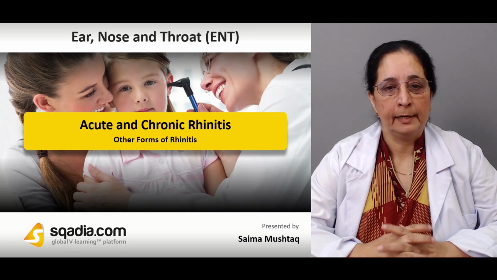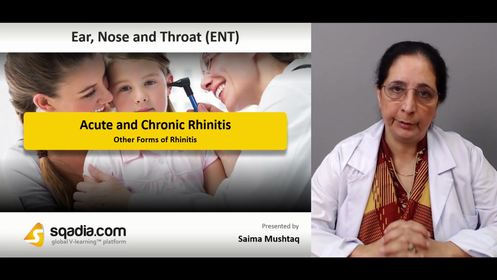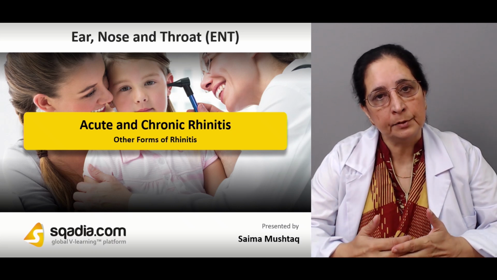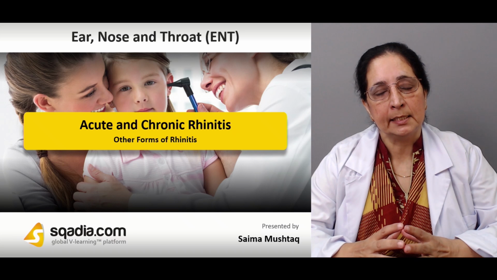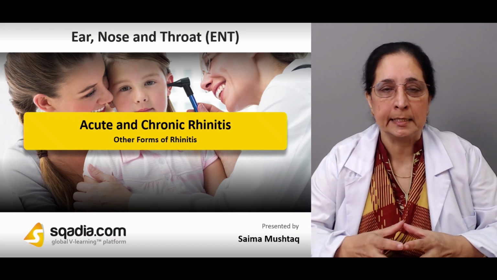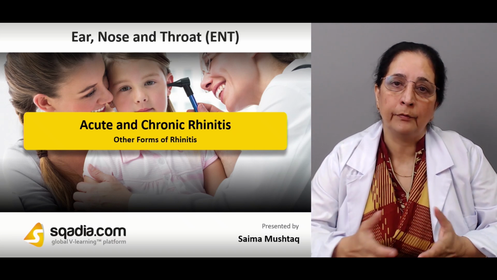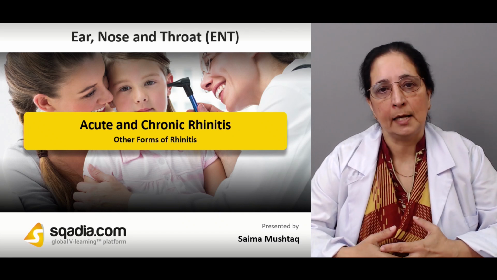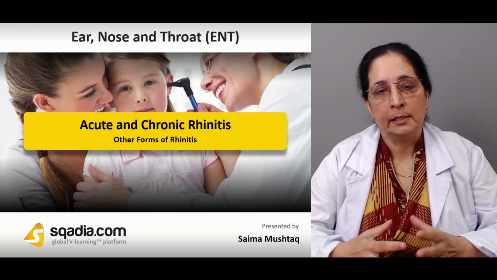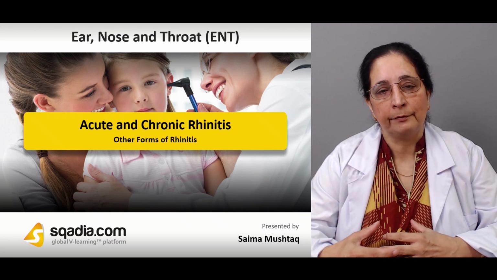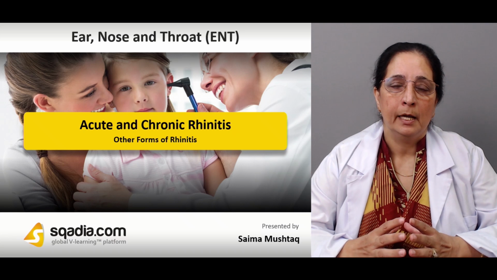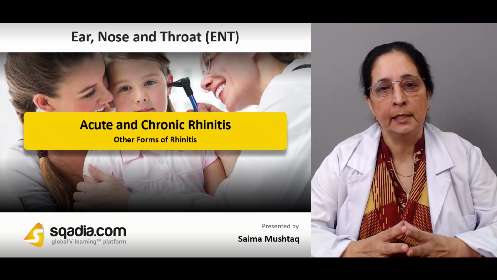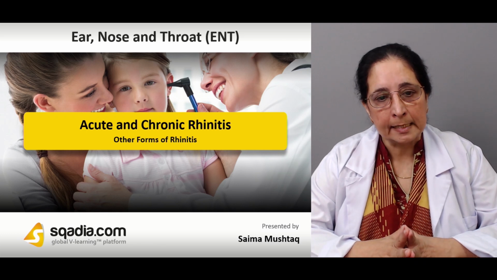So far in our lecture, we talked about acute rhinitis, chronic rhinitis, what the different types of acute and chronic rhinitis are, what hypertrophic rhinitis is, and then we talked about atrophic rhinitis also, and the different pathological factors that lead to the signs and symptoms associated with these different types of rhinitis.